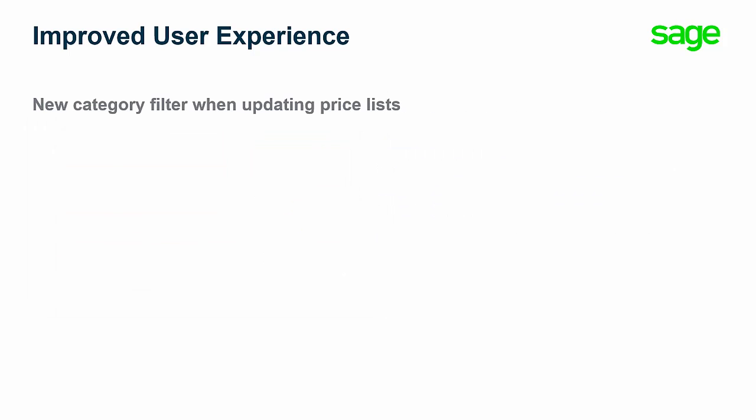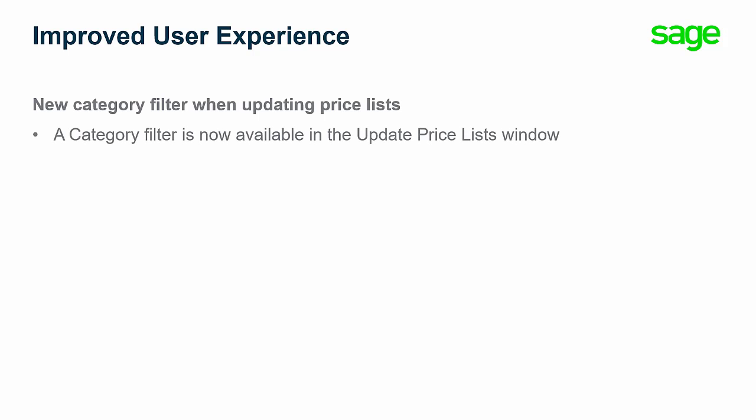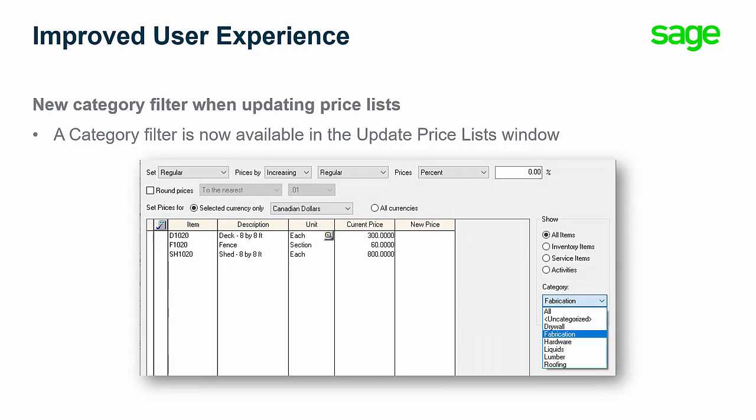With Sage 50 Premium Accounting and higher, if you use categories for your items and services, we have added a category filter in the Update Price Lists window. This addition makes it easier to update your prices for specific categories of items or services.